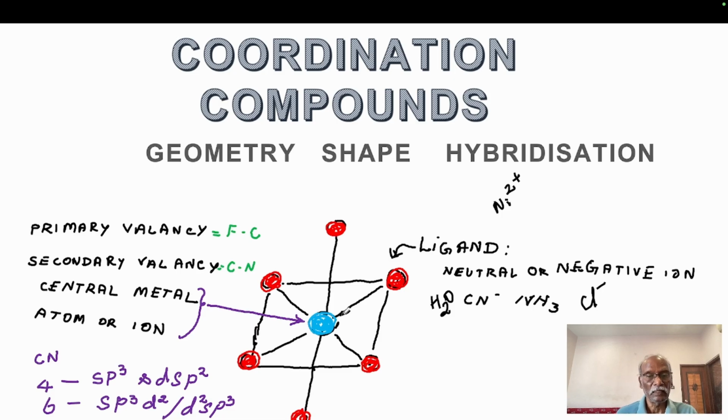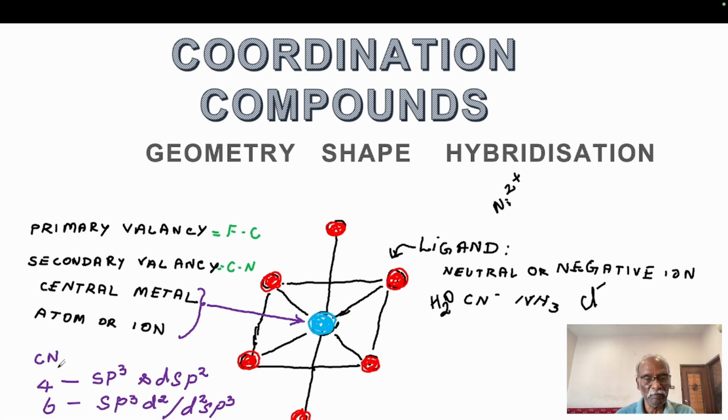It is nothing but the number of ligands surrounding the central metal atom, said to be secondary valency. In other words, the number of coordinate bonds present in the coordination sphere, the total number of bonds, is said to be secondary valency. It is otherwise called coordination number. This coordination number is usually 2, 4, 6 like that. Here we are going to see 4 and 6.